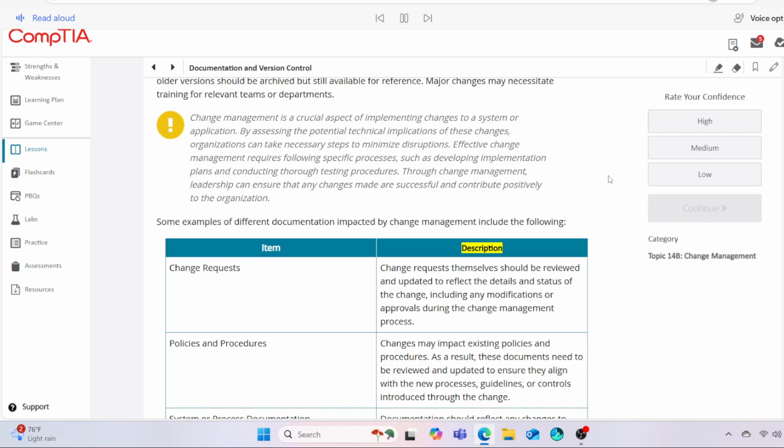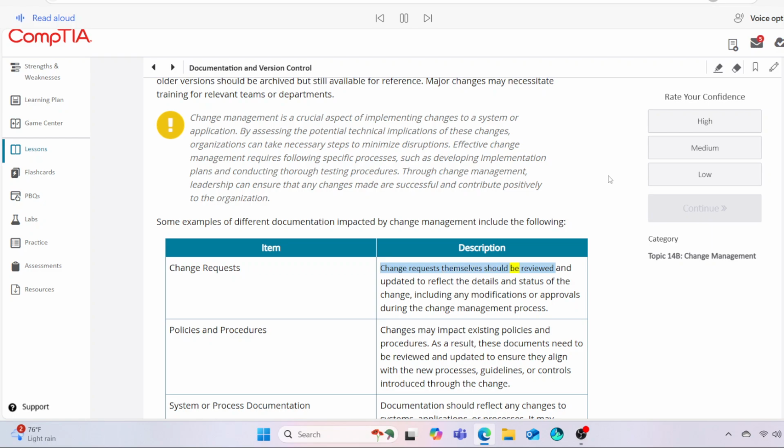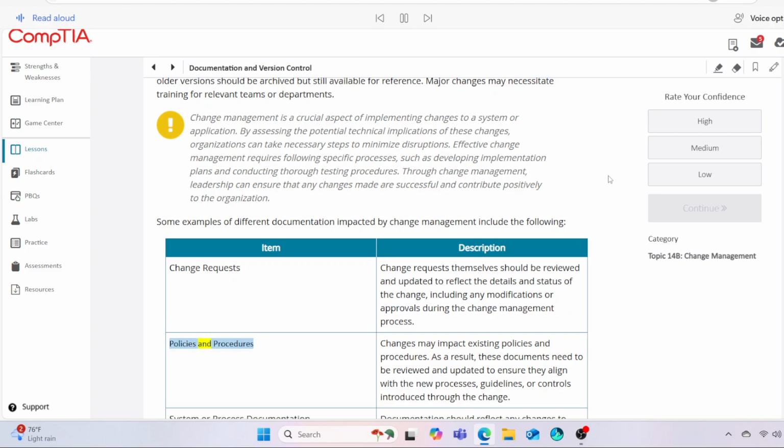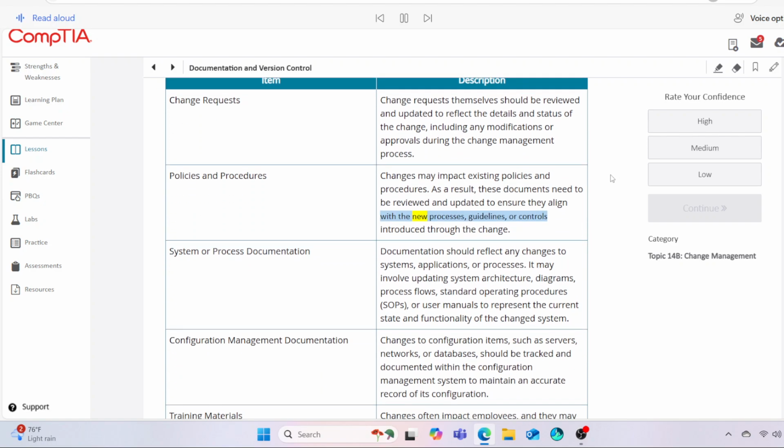Item. Description. Change requests. Change requests themselves should be reviewed and updated to reflect the details and status of the change, including any modifications or approvals during the change management process. Policies and procedures. Changes may impact existing policies and procedures. As a result, these documents need to be reviewed and updated to ensure they align with the new processes, guidelines, or controls introduced through the change.